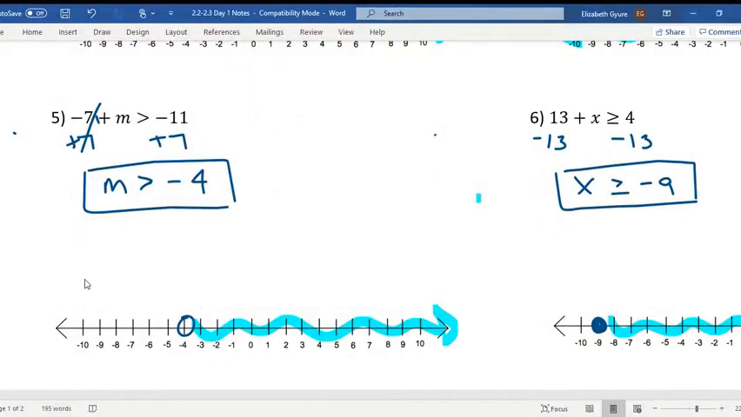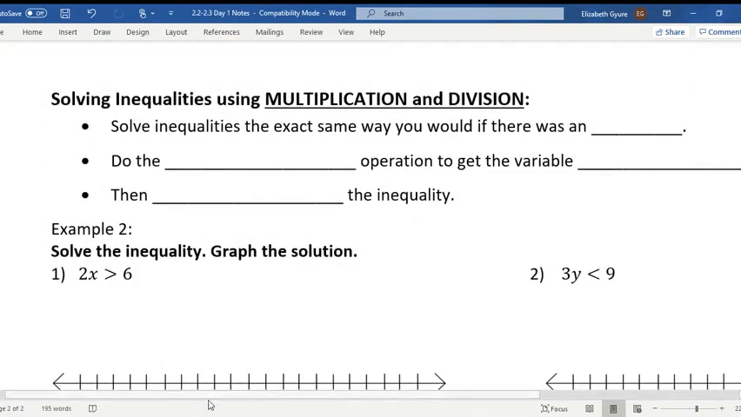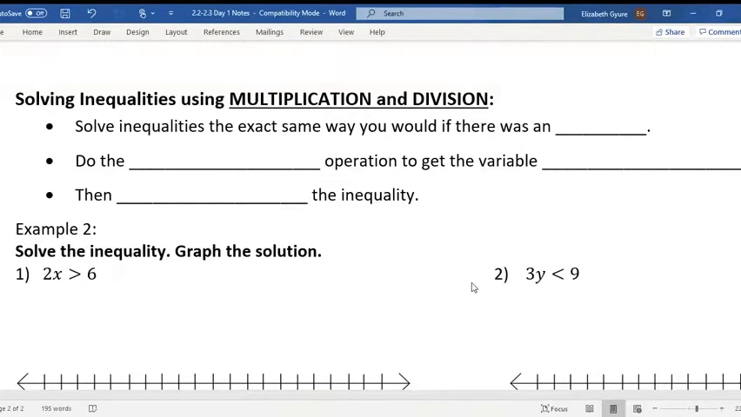Better? Good. All right. Now let's talk multiplication and division. This one has a little bit, just a touch of a trick to it, something we have to look for and pay attention to. So we're on the back page of our notes now.